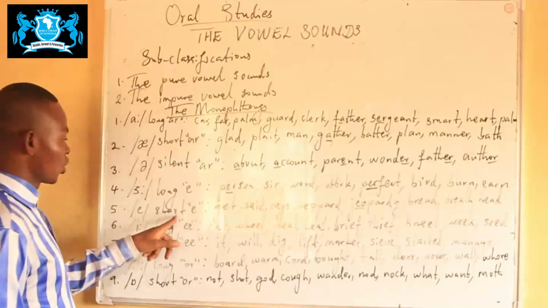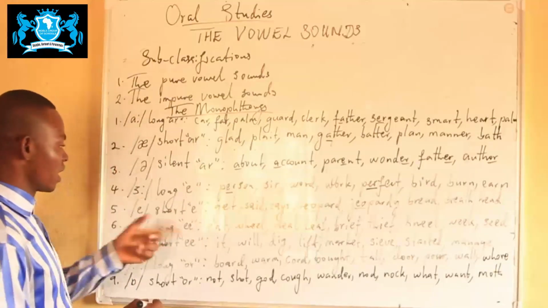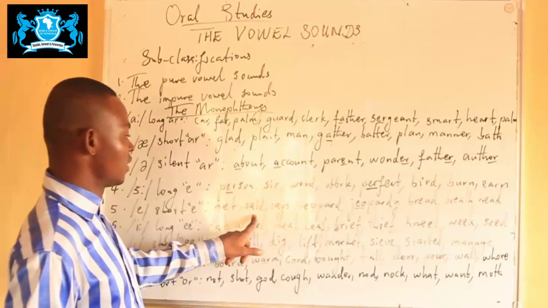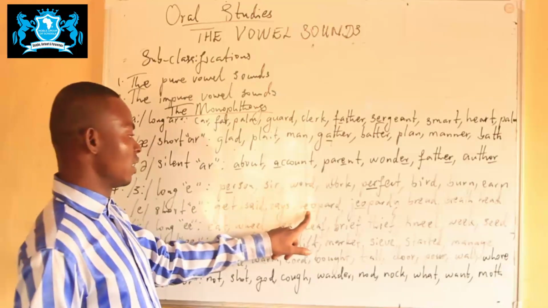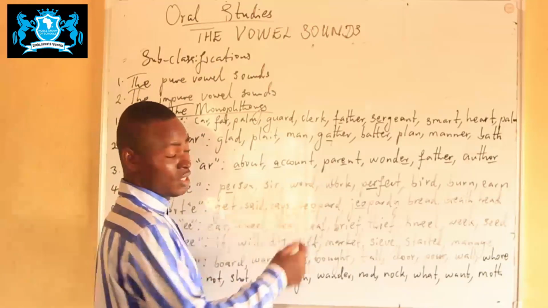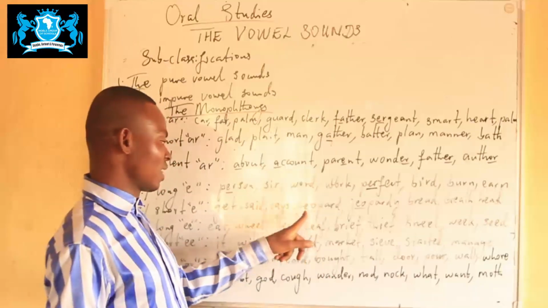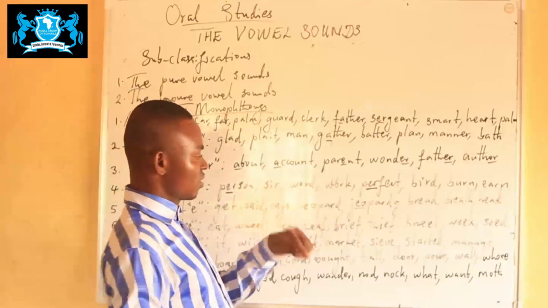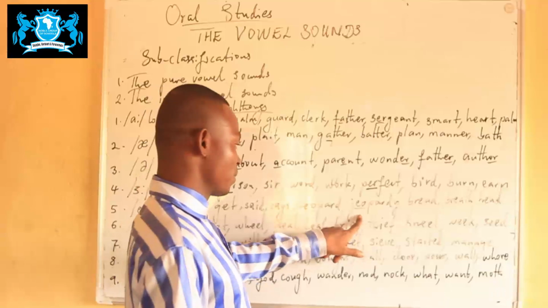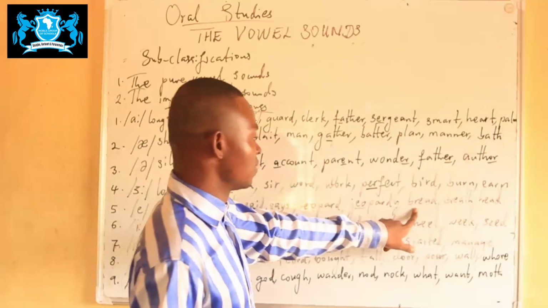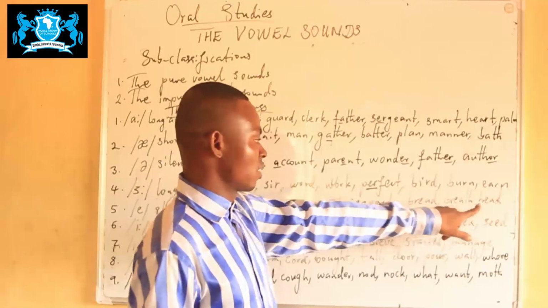Next is the short air sound. Written this way, we have gets, said, says, leopard. You might be surprised to find that leopard is pronounced this way. This is jeopardy, bread, and head.